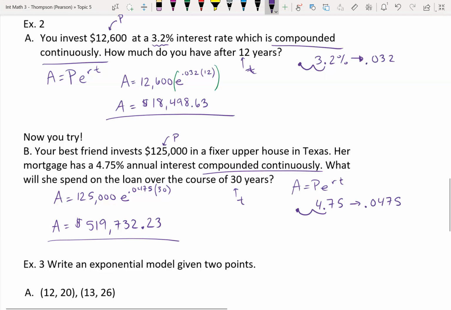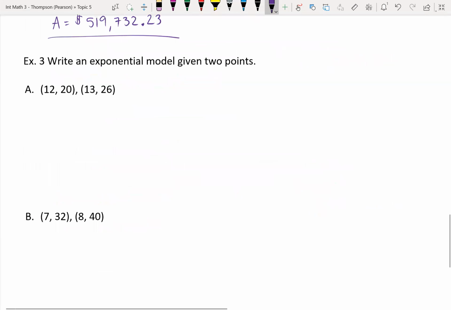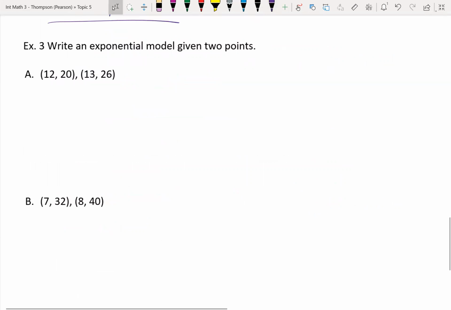All right. And the last problem set today, we are going to write an exponential model given 2 points. So what is an exponential model? This is just a fancy word for equation. All right. So we're going to write an equation given 2 points. And you've done this with different types of functions in the past. This one in particular is pretty similar series of steps as a linear function. But it's got some different things going on.